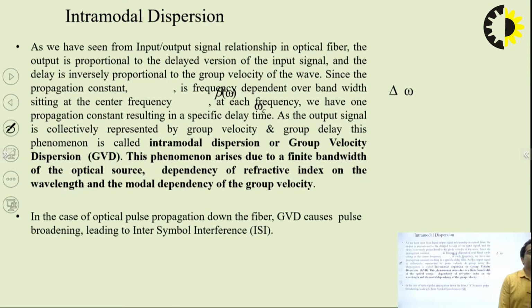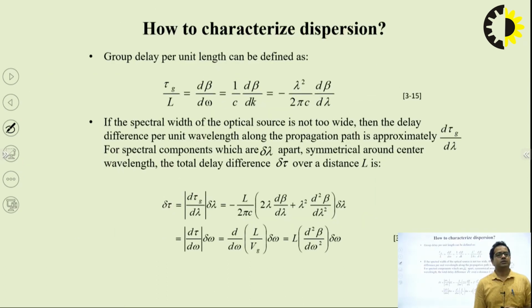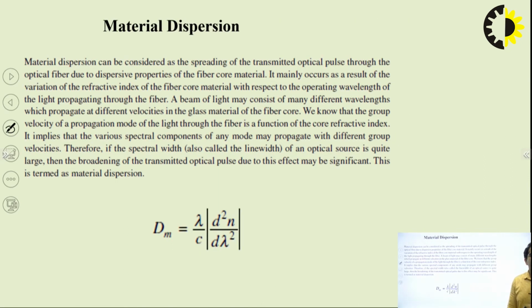Now the next thing is, we have already discussed all these things. Let us first discuss material dispersion. Intramodal dispersion is a combination of material dispersion as well as waveguide dispersion. So what is material dispersion? It can be considered as a spreading of the transmitted optical pulse through the optical fiber due to the dispersive property of the core, and it mainly occurs because of a variation in the refractive index of the fiber core with respect to the operating wavelength, right?